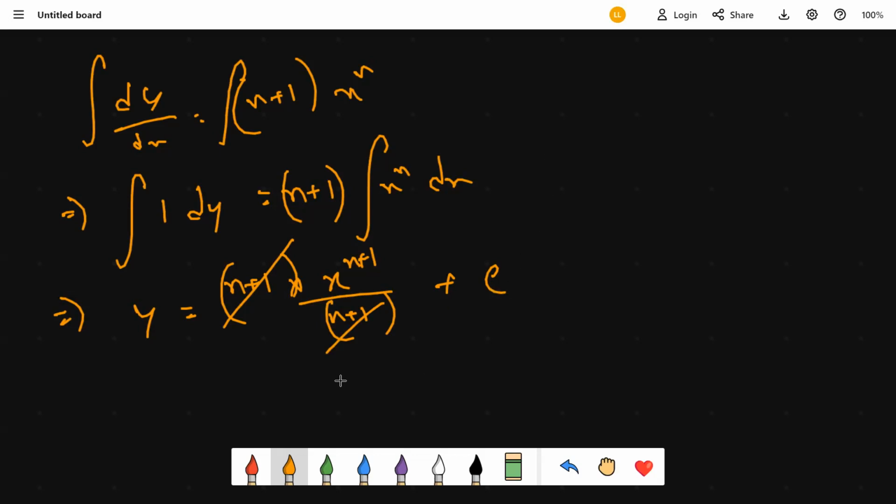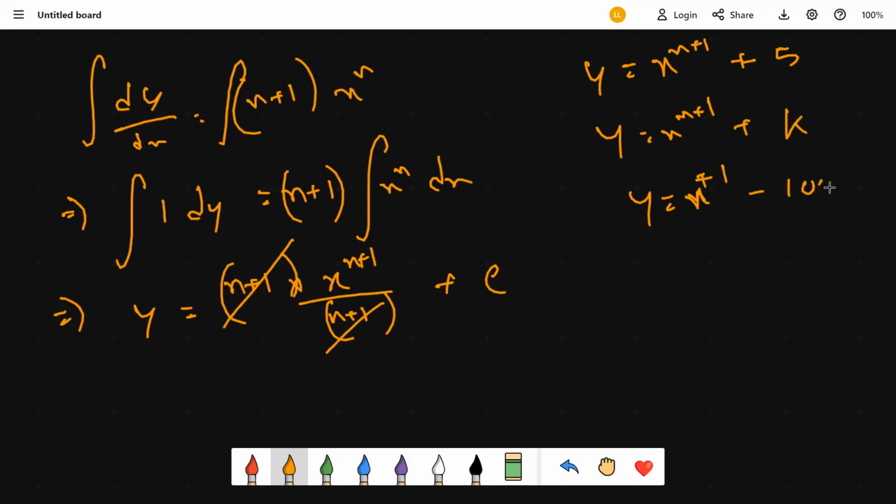If there's a constant or if there was no constant, as we have seen in the y equals mx plus c equation. Because if we have an equation y equals, as shown earlier, (n plus 1) x to the power n plus 1, let's say we have a 5 here, or plus k, or minus 100, anything you differentiate gives us the same exact result: dy by dx equals (n plus 1) x to the power n, isn't it?